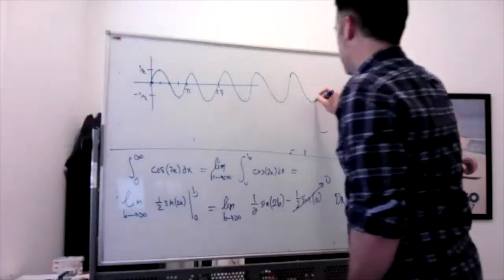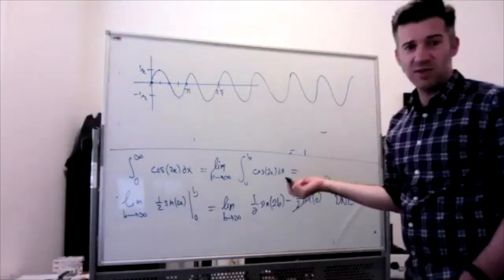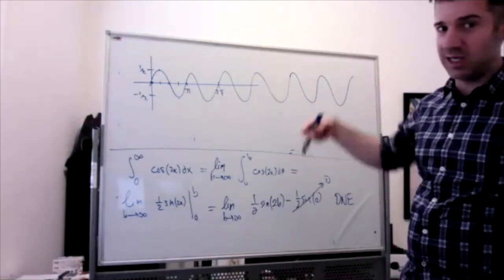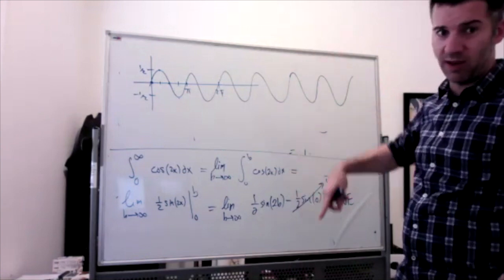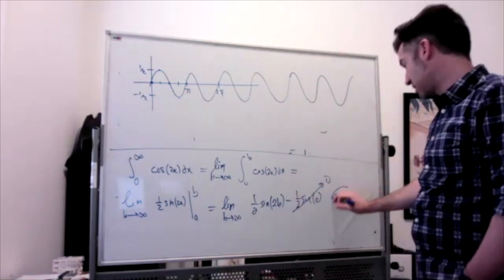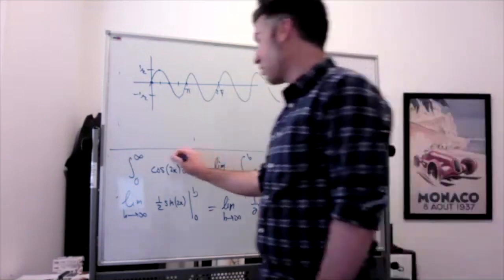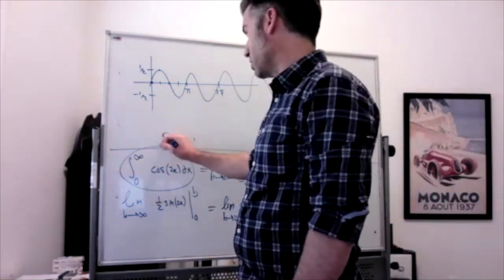So what's the limit? Well, this function doesn't get close to any one number, right? It just keeps bouncing back and forth, everything between negative 1/2 and 1/2. So the limit does not exist, which means this integral is divergent.